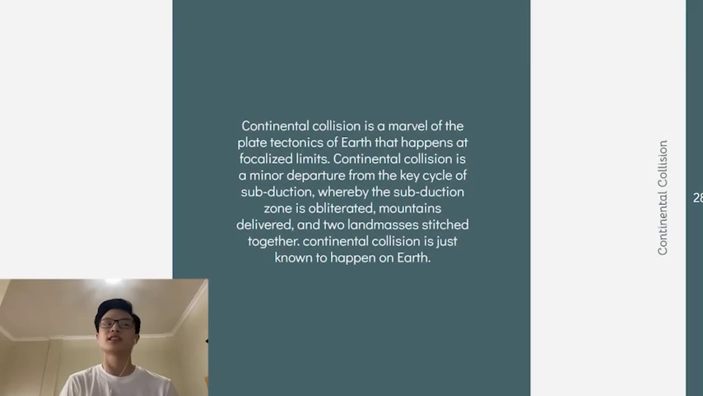The last part is continental collision. It is a phenomenon of the plate tectonics of Earth that occurs at convergent boundaries. The continental collision is a variation on the fundamental process of subduction.